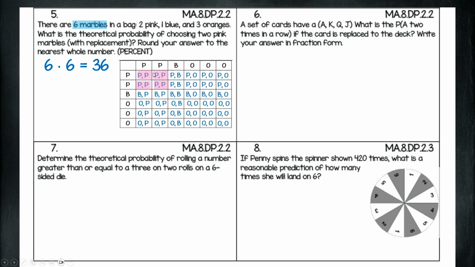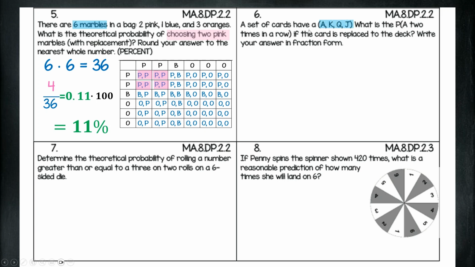Then we're going to figure out how many times we could pull a pink or the same color, choosing 2 pink marbles. So if we look at our sample space for this scenario, we have 4 boxes where we have 2 pink marbles. So 4 over 36 which simplifies to the decimal 0.11, and that is a continuing decimal. Multiply that by 100 and we get 11%.